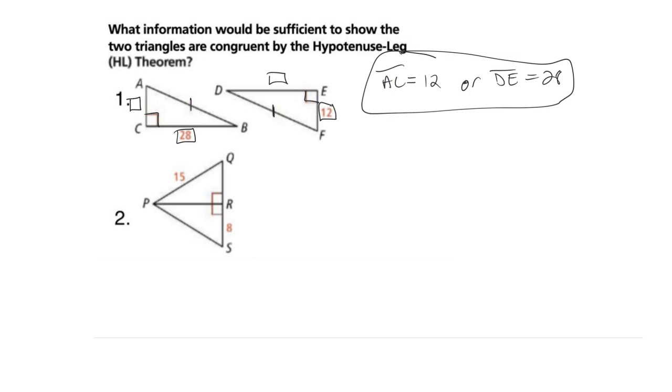Then the next one, we are given they're right triangles. We know this leg right here, this PR for both of these triangles, is congruent. So we need PQ and PS to be congruent. So we need PS equal to 15. And that would prove that we have a hypotenuse and a leg of a right triangle that are congruent. So the triangles are congruent.